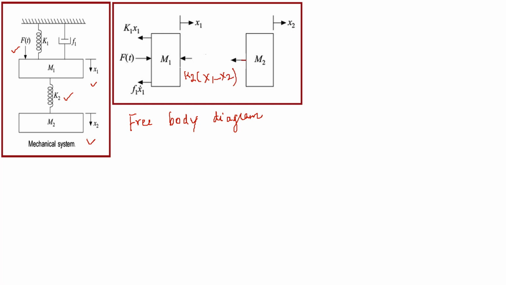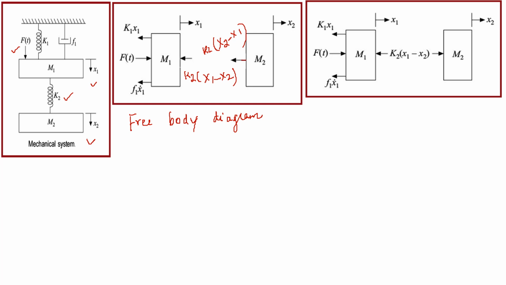Next, consider the mass m2. For mass m2, there are no other external forces acting on it. All are internal forces. One is m2 into d square x2 by dt square. Another one is k2 into, with respect to x2, you have to write (x2 minus x1).